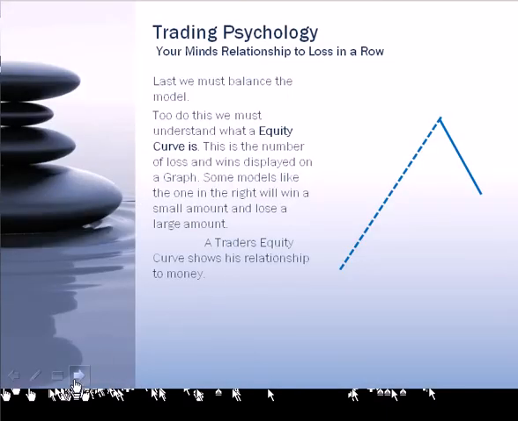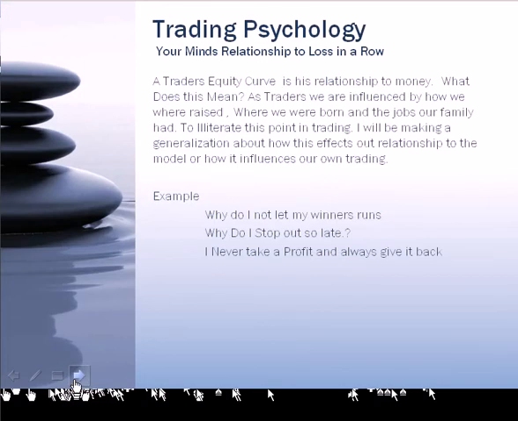Now, what do we do? Well, listen, your mind's relationship to losses in a row. A trader's equity curve is his relationship to money. What does this mean? As traders, we are influenced by how we were raised, where we were born, and the jobs of our family. To illustrate this point in trading, I'm going to make some generalizations about this effect and its relationship to the model or how it influences our own trading.